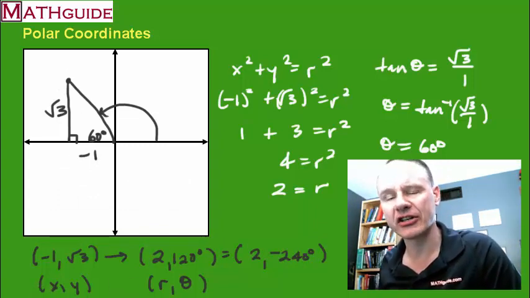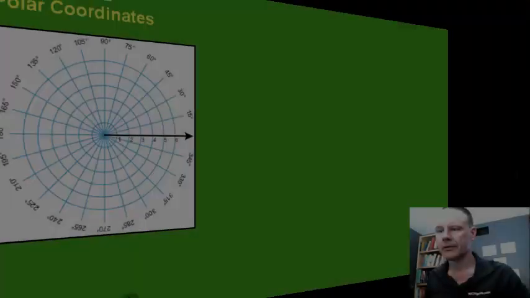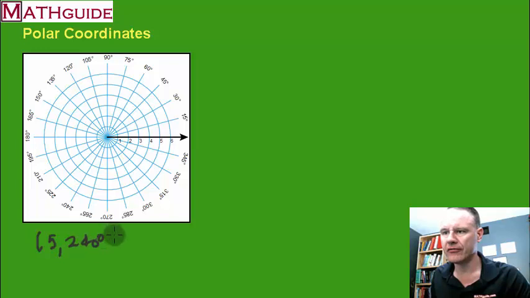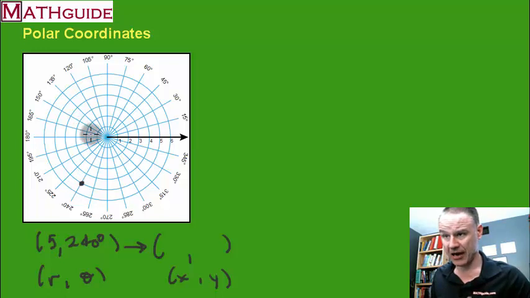All right, well, let's work in the other direction. Let's change from polar to rectangular. So let's say we want to take this polar point, 5, 240 degrees, and I want to convert this into an x, y, a rectangular point. Okay, so if I'm going to do that, first let's figure out where the heck is 5, 240. Well, on the fifth ring, 1, 2, 3, 4, 5, and 240 would put us right here.